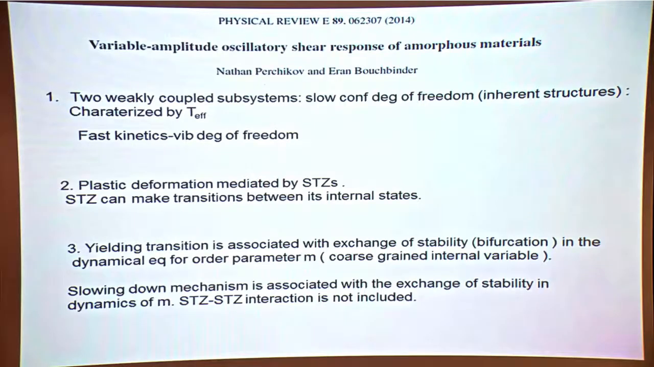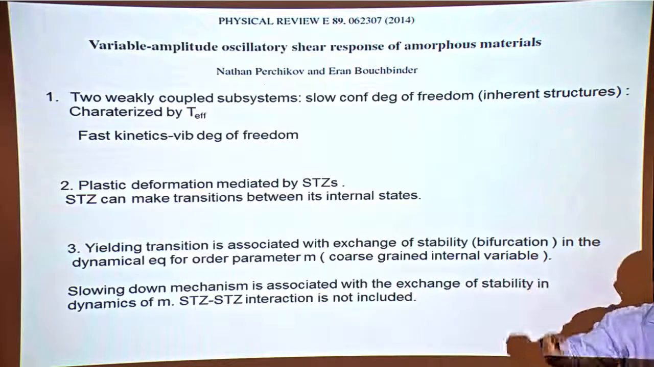Very soon, when our paper was put on CONMED, Bouchbinder and his collaborator came out with a calculation of this STZ-based model, where, of course, all of you are experts on that, which I don't know much. You have slow variables related to inherent structures, let's say define chi, and you have a fast variable which defines the heat path. And within an STZ, you have the rearrangements or the internal degrees of freedom. So you have the dynamics of the internal degree of freedom, how that variable changes, which they call M. For example, in a two-state model, it will be 0 and 1, and chi, temperature. This is what their model is.